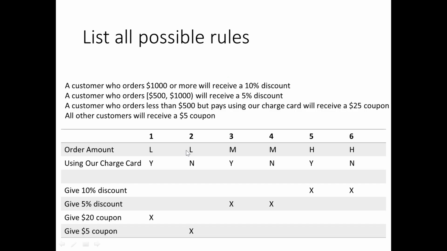And then based on the information, we can come up with our initial version of the table. So for example, the first rule says if this L stands for lower range, which means the customer orders less than $500 and the customer pays using our charge card, then we give a $25 coupon. The second rule says if the customer orders less than $500 and the customer doesn't use our charge card, then the customer would receive a $5 coupon, and so on and so forth.